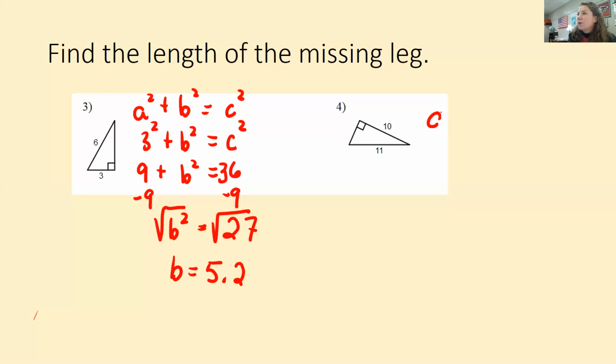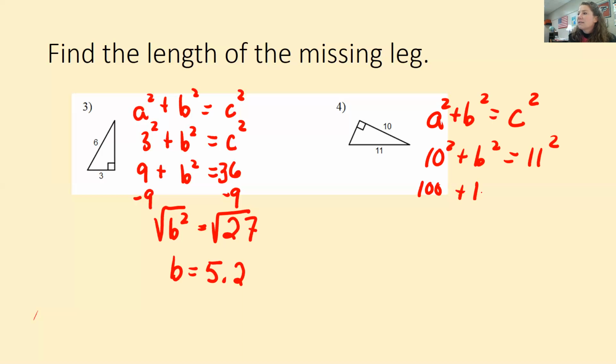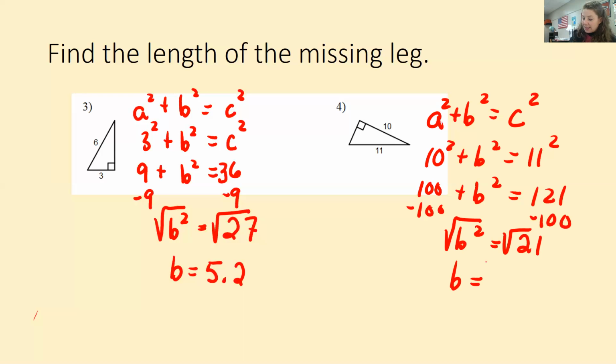All right, number 4. Our A is going to be 10, or B, and our hypotenuse is 11. So 10 squared is 100. 11 squared is 121. We want B by itself, so we subtract 100 from both sides. So B squared is equal to 21. So B is going to equal the square root of 21, which is about 4.6.